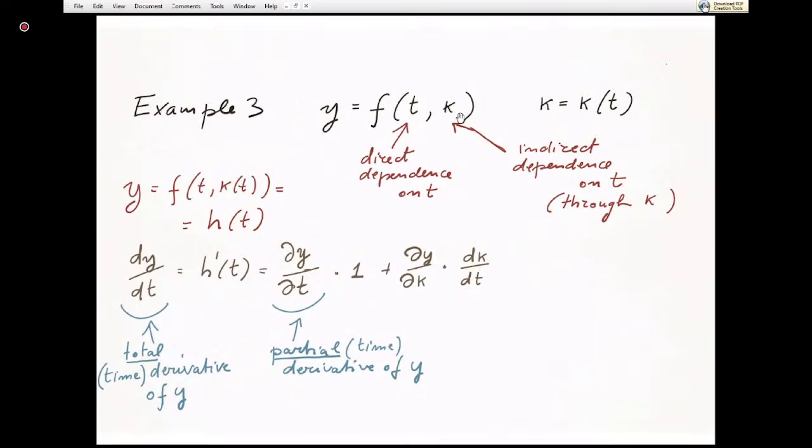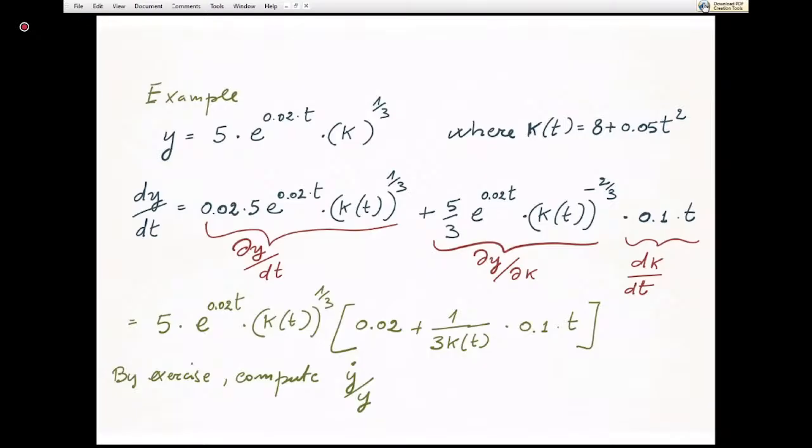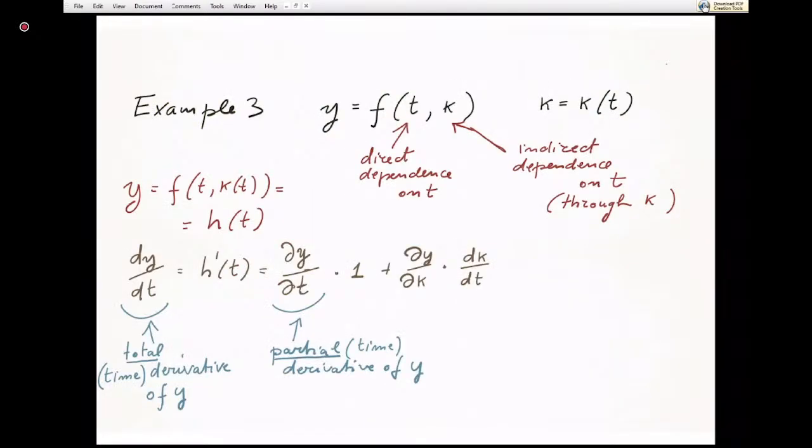Okay? And it is also a function of another variable, k, which in turn is a function of time. This is, for instance, the case of production functions with exogenously changing technology. They have a direct dependence on time because the technology improves over time, and an indirect dependence on time because they depend on the capital stock, which itself changes over time. Okay, so this is a typical example, which is in the next slide.